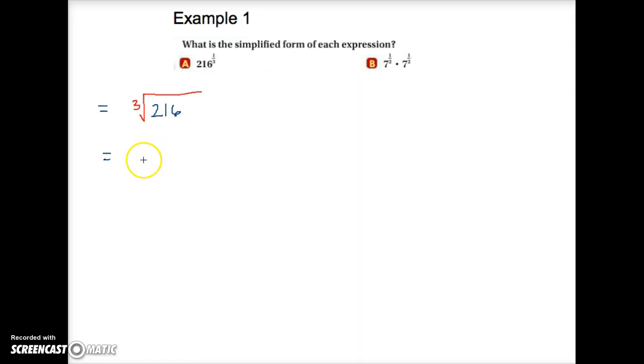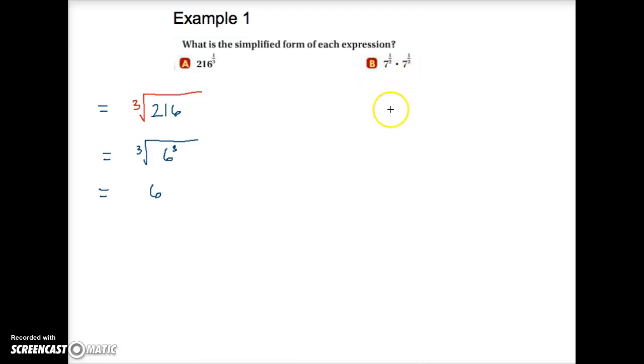I can write 216 as 6 to the 3rd power, and so I can say this is equal to 6, because taking the 3rd root of something to the 3rd power just undoes that, and I'm left with 6. So this is using our simplification properties that we've done in the last couple sections.